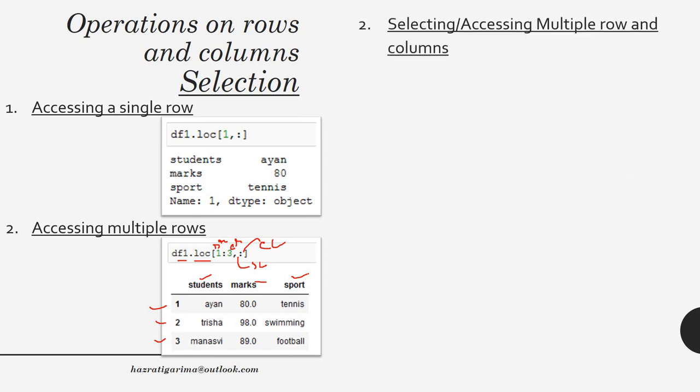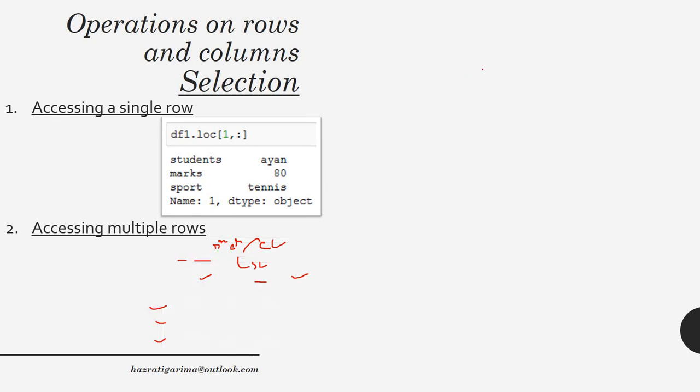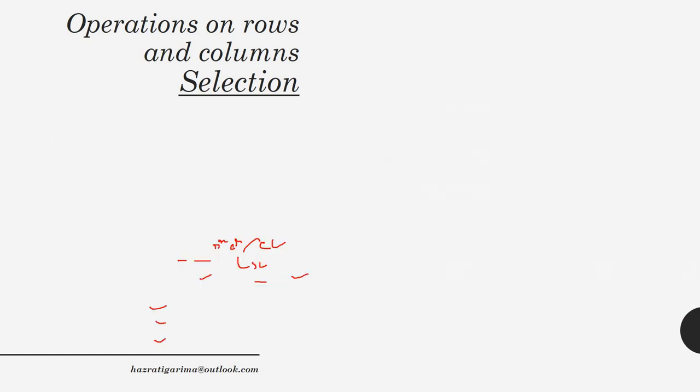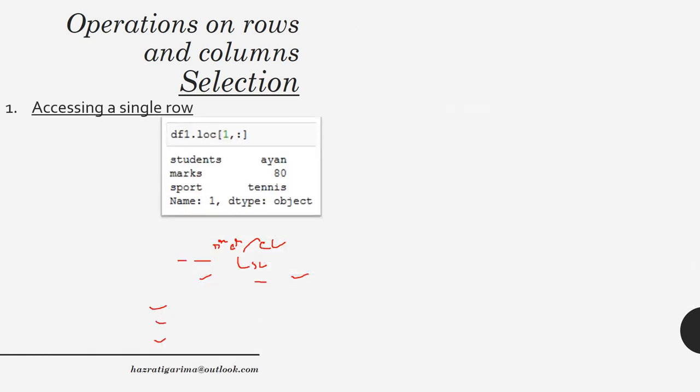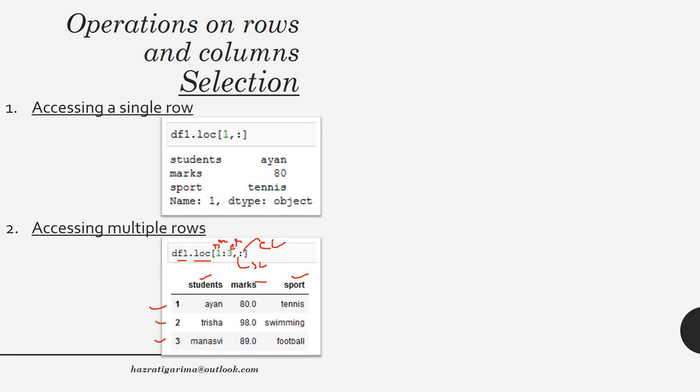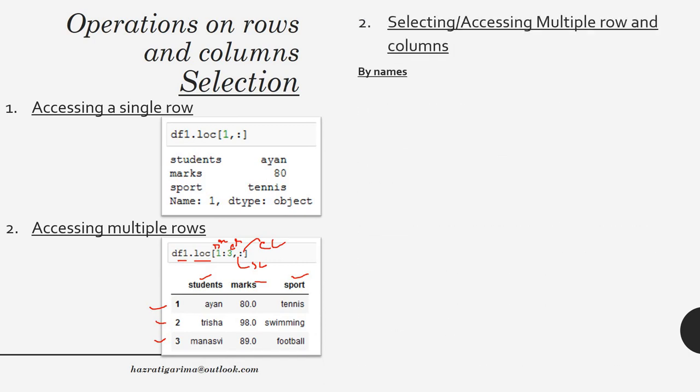Now in the next one, I am selecting multiple rows and multiple columns. Till now I was selecting only a single column, multiple columns, a single value, right? After that I selected a single row and multiple rows. Now I am going to select multiple rows and multiple columns.